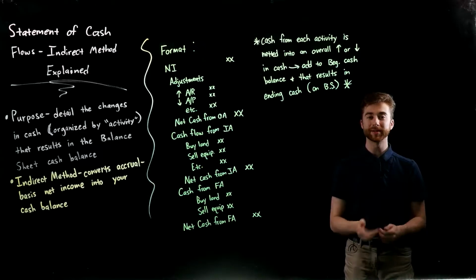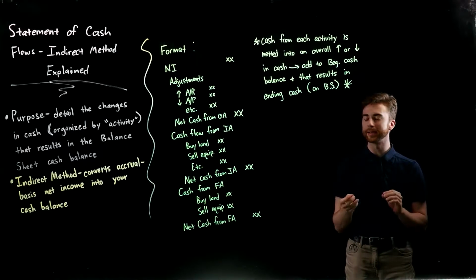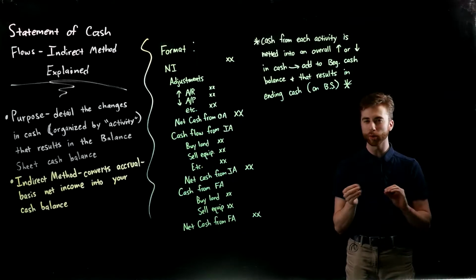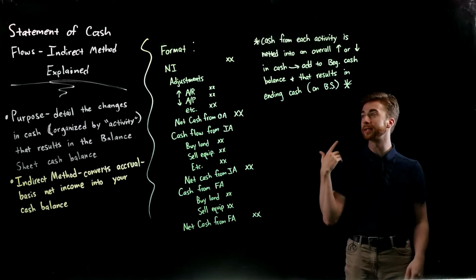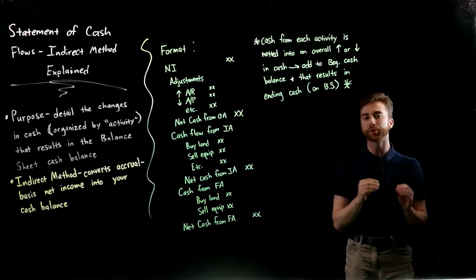Hi everyone, my name is Zach Vines, and what we're looking at today is an area of accounting that gets into something a bit more complicated. I know I was struggling with it at first when I very first learned it, and that is the statement of cash flows using the indirect method.